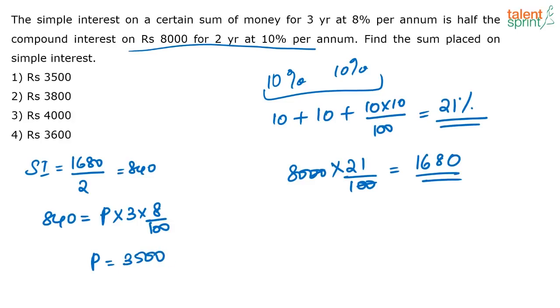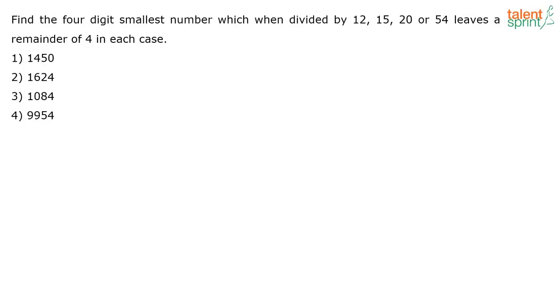3500. Option 1. Next one. Find the 4-digit smallest number which when divided by 12, 15, 20 and 54 leaves a remainder of 4 in each case. So again a very easy question. So how do you solve this?